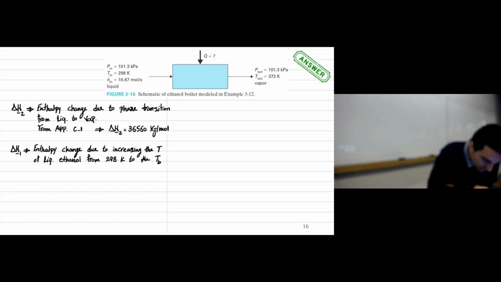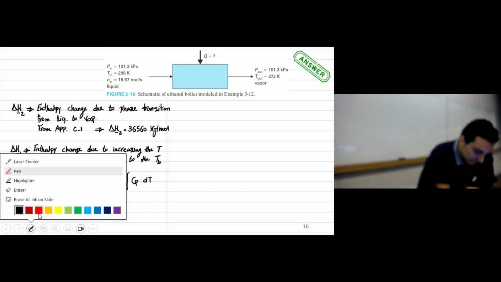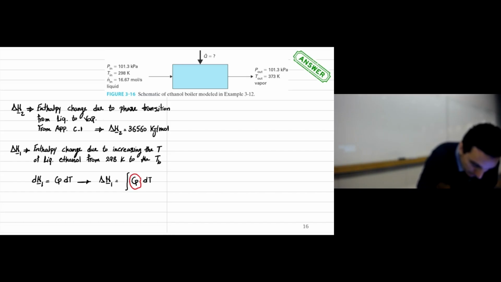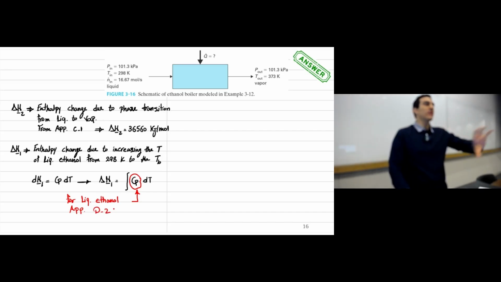And how we can find this one? So this one we will write the equation. So dH1 is Cp dt. So by integration, we'll have delta H1 is the integration of Cp dt. This Cp is for liquid ethanol, and this is in appendix D2. So in appendix D2, you will find the equation for Cp for liquid ethanol.